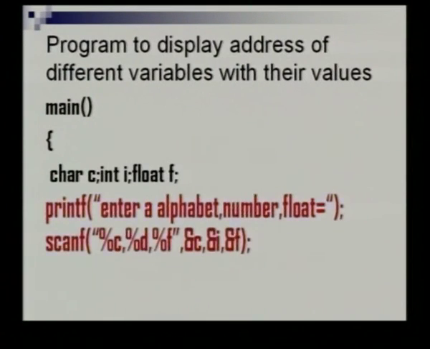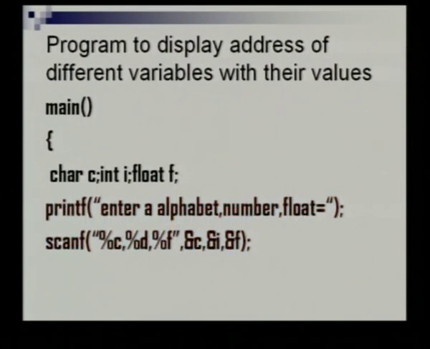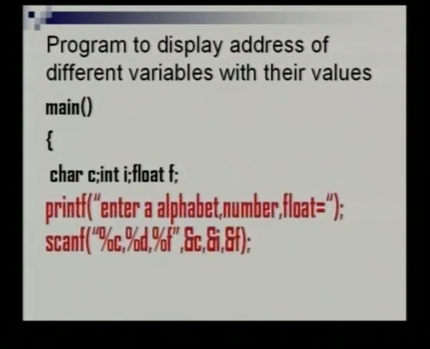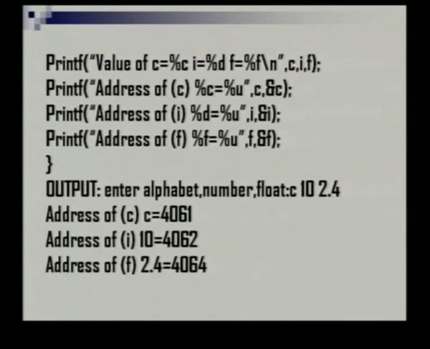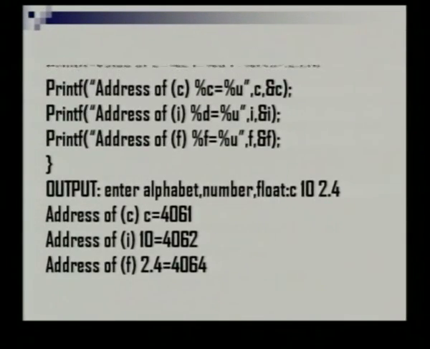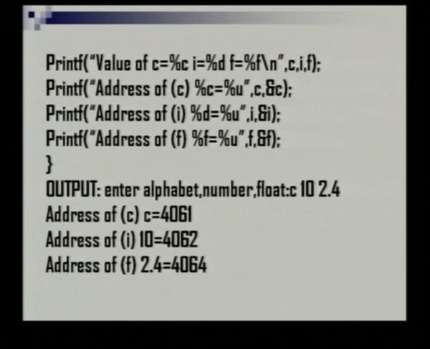So, now we want the user to enter one character, one number and one float number, and we are accepting it from the user using the scanf statement. So, C is holding the character, I the integer and F the float. Now, if you see in the first statement, here we are printing only the values. So, value of C is percentage C and I is percentage D and F is percentage F. They are all format specifiers and we are printing C, I, F.